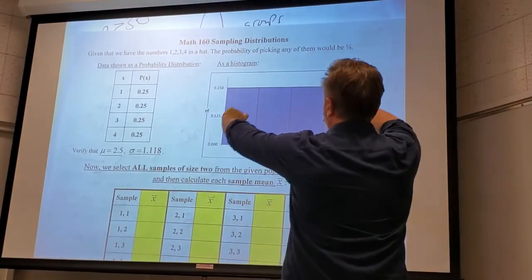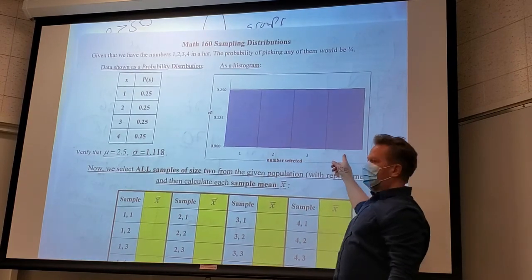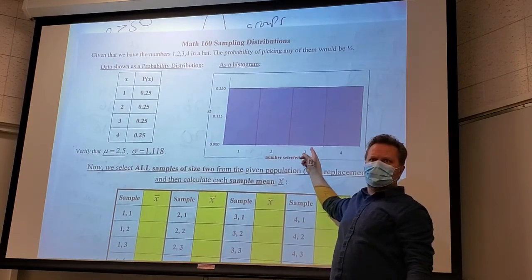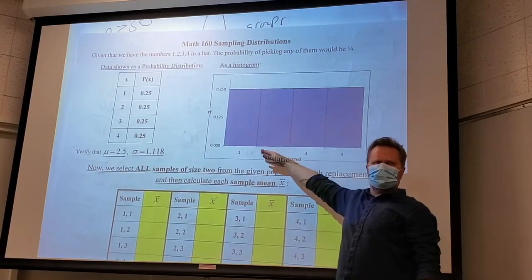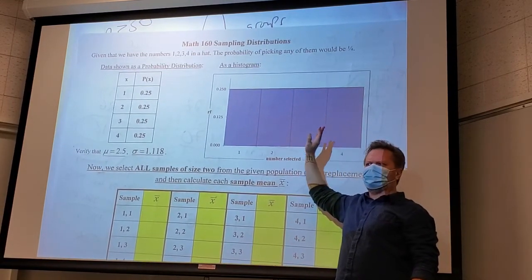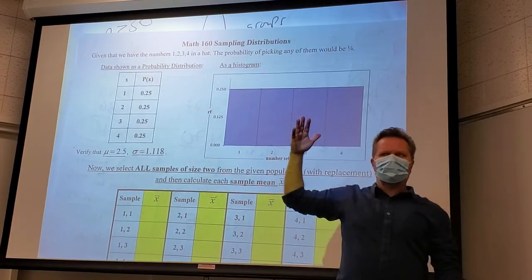So I've got 4 numbers in a hat. Is everybody cool with the way I chose to display this? Wouldn't each one have a chance of 1/4? Is it really a uniform distribution? Not really, but I just made these really wide. Is everybody cool with that?